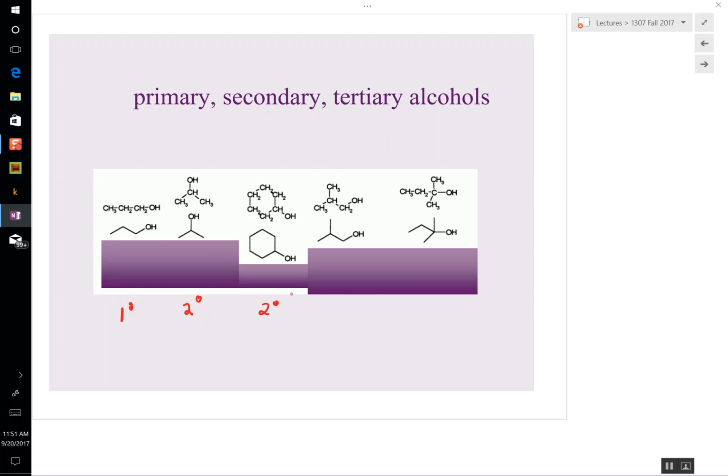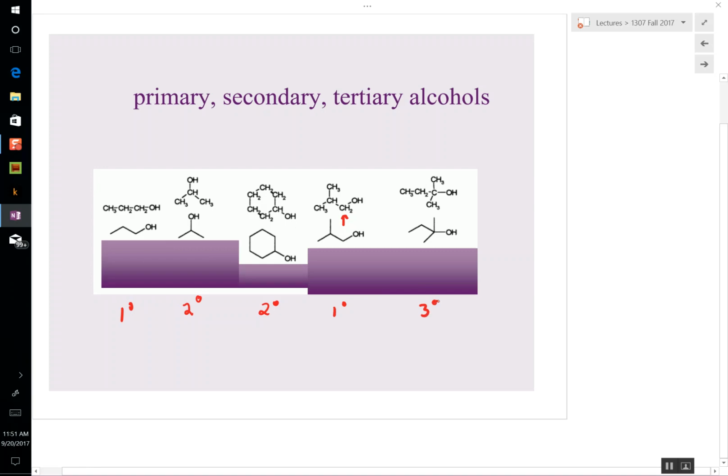Primary. Because we're only going to concentrate on this carbon right there. And that carbon has only one carbon. There's a bunch of stuff over here, but there's only one carbon on that carbon. So that is a primary alcohol. You see? The molecule can get more complex, but you have to just keep asking that question. How many carbons are on that carbon that bears the OH? That's primary. And that's a tertiary. All right?